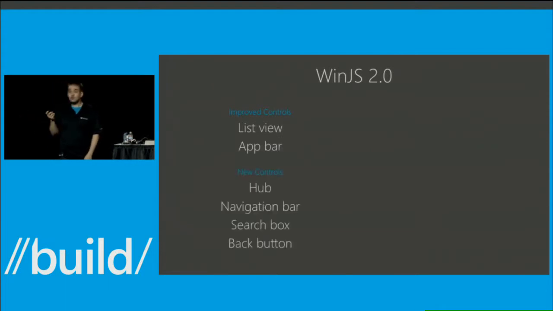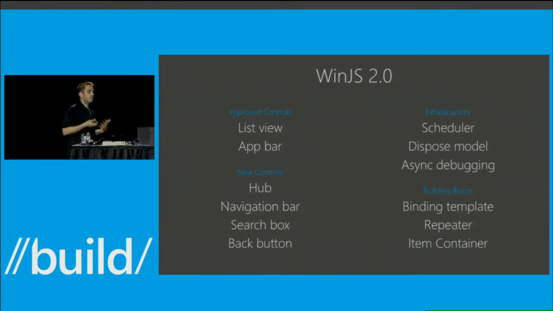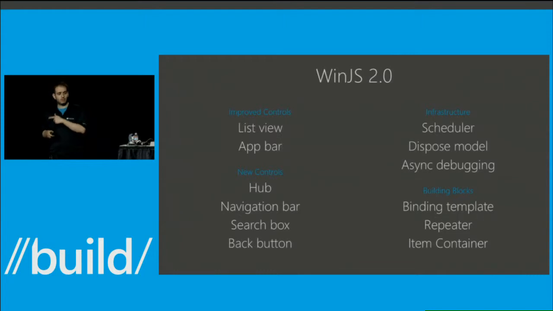Next, we have some new controls, hub, navigation bar, search box, and back button, that push things forward even further. We have some new infrastructure pieces that I think you'll find very interesting: the scheduler, dispose model, and the async debugging support that we've done. And we have these new UI primitive building blocks. We've done some enhancements to the binding template, and we have these new ones called repeater and item container. We're going to dig into all of these today.